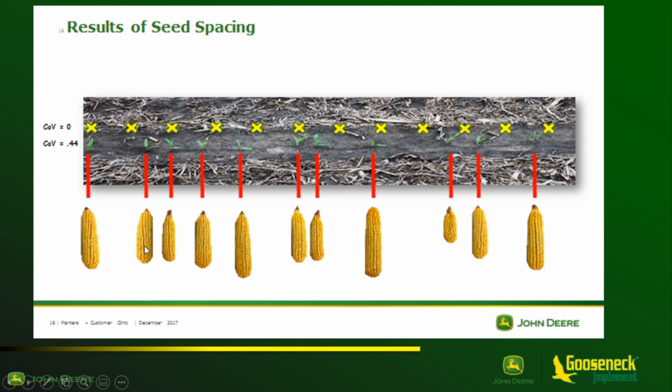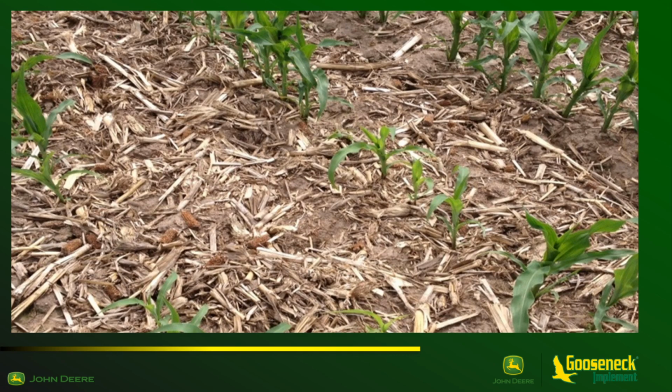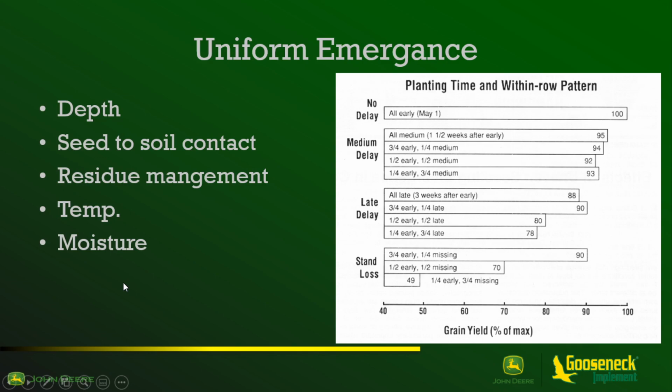But as you can see, here's what the cobs look like. I'd like a lot like this and not these little guys. And you can see how that is affected by just being too close to their neighbors. Here's another really good picture. We probably got a residue issue here, just too much residue for that corn to pop through.